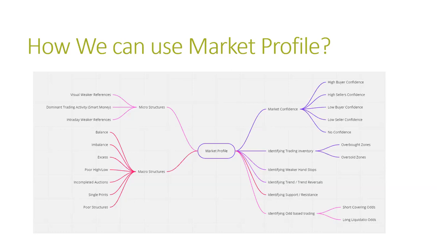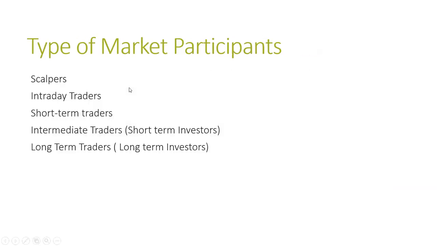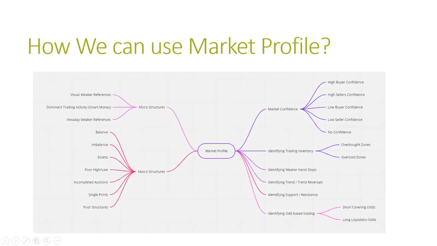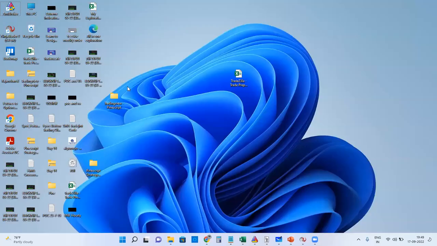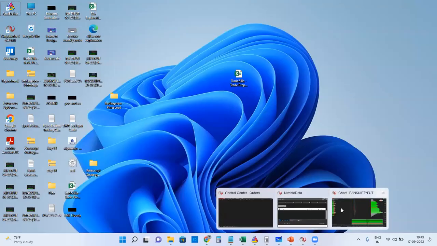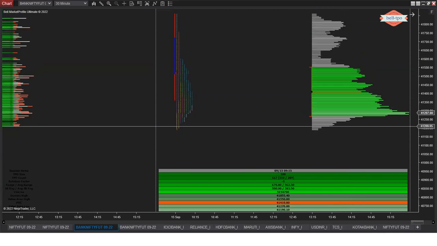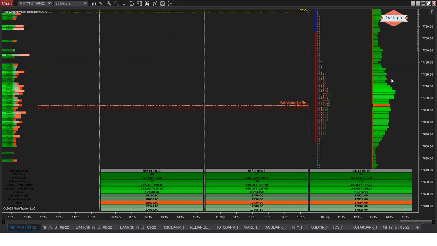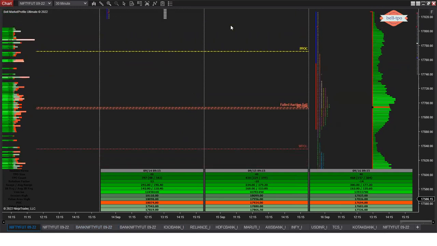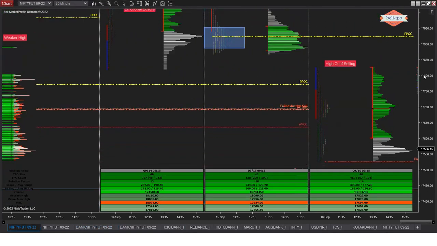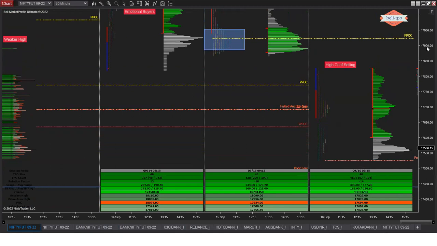Macro structures, we can classify into a variety of categories: balance, excess, imbalance, poor high, poor low, incomplete auctions, single prints, poor structures. This becomes a part of the structure here. You can understand the markets even better. For example, one of the days, here, we had a very clear structure, on the expiry day.